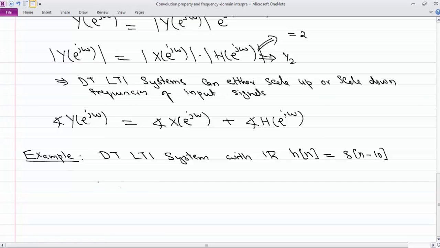Now, what is this LTI system doing to the input frequencies? So one is you could just compute the convolution. You can compute the convolution y[n] equals x[n] convolved with h[n]. And I'll leave that as an exercise. It's a really simple exercise that the answer will be x[n minus 10]. So the output is a delayed version of the input, delayed by 10 samples.